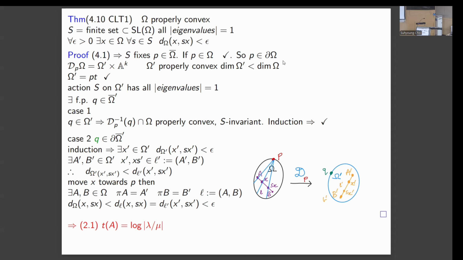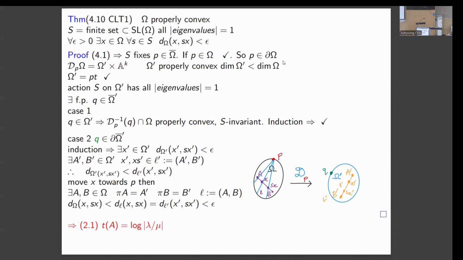So there are various possibilities. One is that this fixed point is actually in the interior of this set. If the point is in the interior of this set, it means that if you take the preimage of this point under the space of directions intersect omega, that's actually a properly convex set. It's invariant under S, and induction on dimension gives you the result. The interesting case is when this point is in the boundary of this set. And this is where the complexity comes in, if you like.